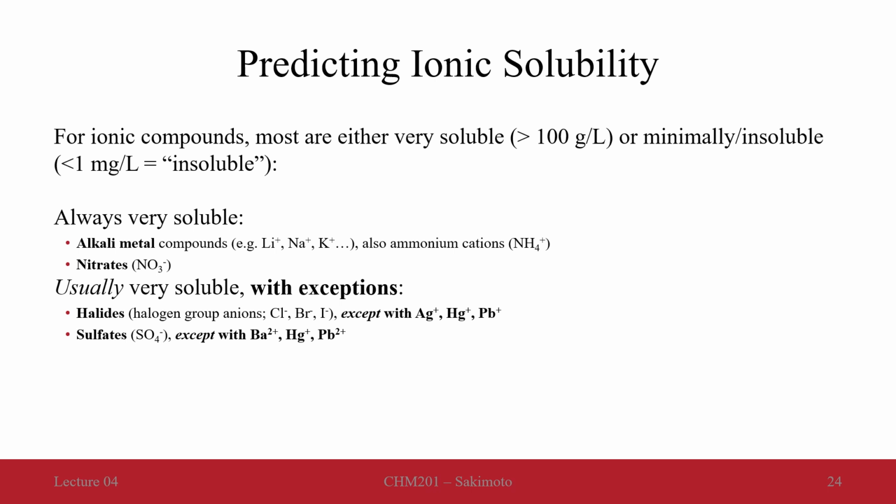Silver chloride, mercury chloride, lead chloride, and their related bromides are all insoluble, will not dissolve in water, will not form this nice clear aqueous solution. So we see in this chemical reaction that if we were to form silver chloride, it would form a precipitate, form a solid because it's not soluble in water. Sulfates, similarly, are mostly soluble, with some notable exceptions of things like barium, mercury again, lead again, which will form insoluble precipitates.